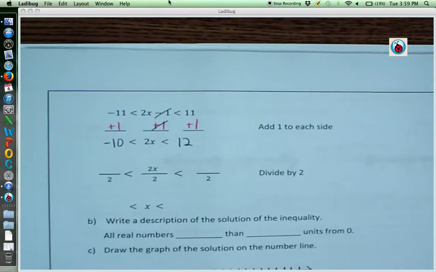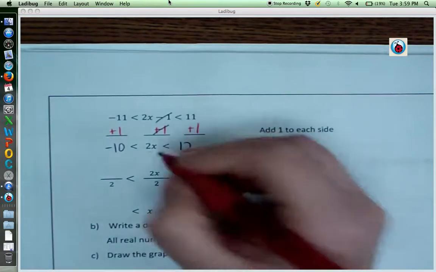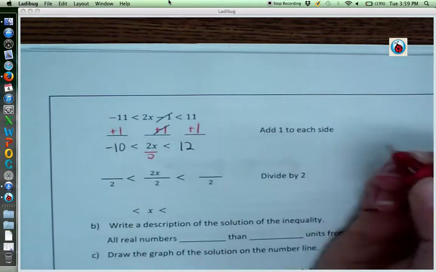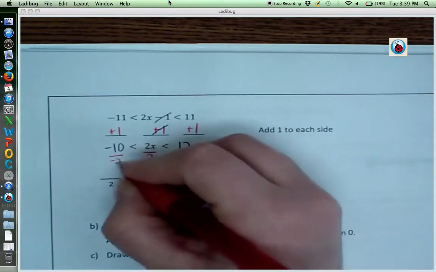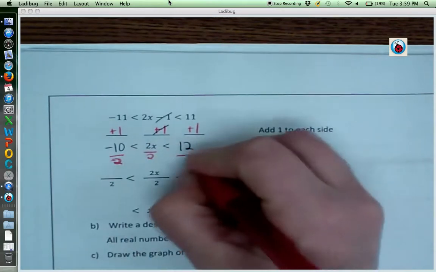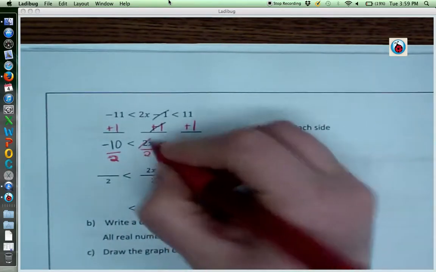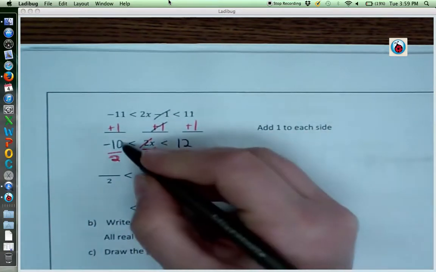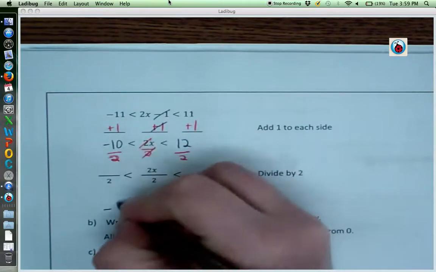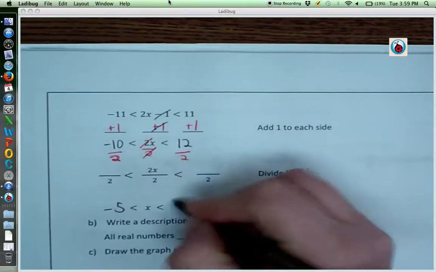My second step, remember, was to divide by 2. So I'm going to divide by 2 to get x by itself. Divide by 2 on this side, divide by 2 on this side. The 2's cancel. Negative 10 divided by 2 is negative 5. 12 divided by 2 is 6.